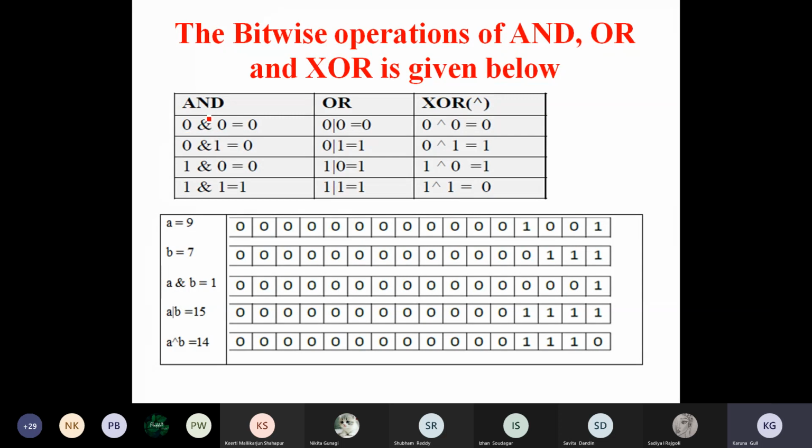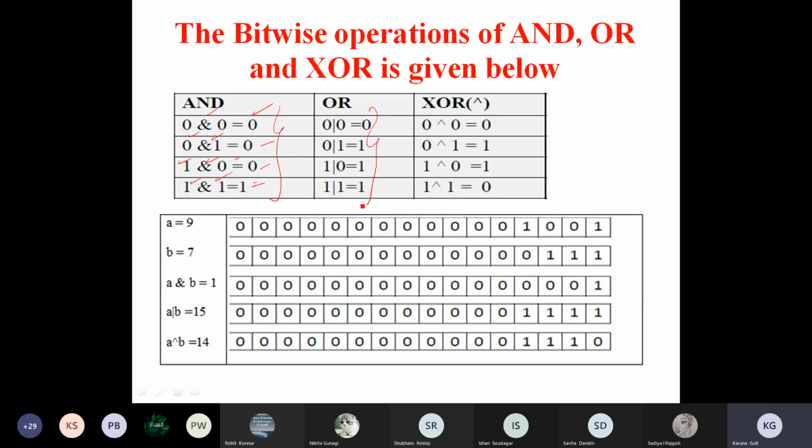If both are 0, if it is AND operator, what is your expectation for that? False. False, correct? It is 0. So 0 and 1. What is your expectation? 0. Very good. Okay. So 1 and 0. 0. Right? So 1 and 1. 1. Correct. You already know about this truth table.